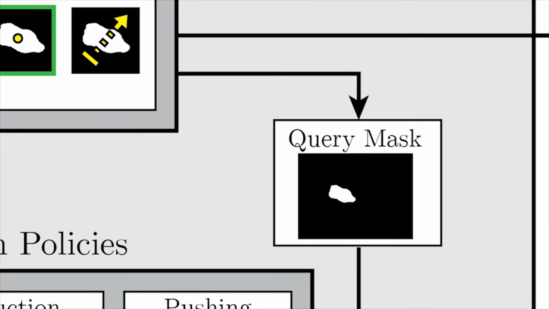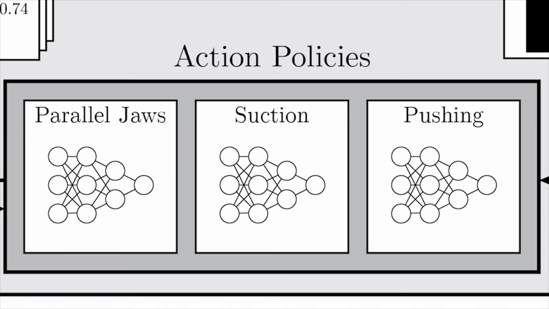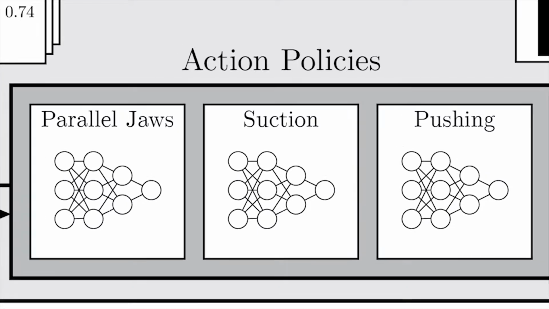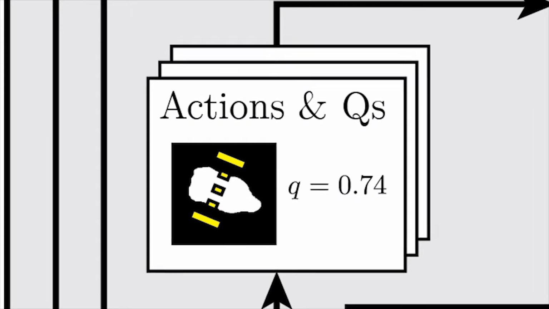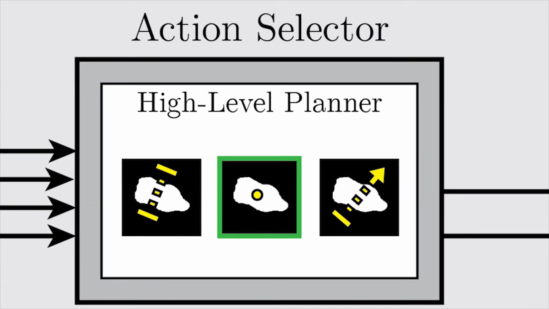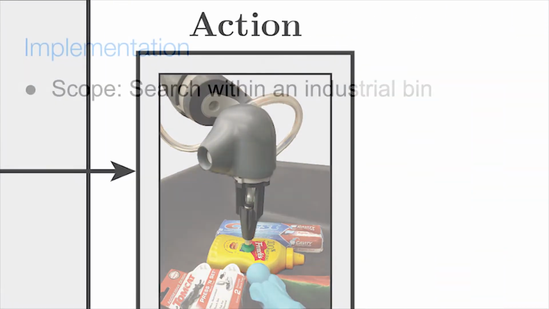A high-level planner selects a single mask as input to a set of action policies. The policies output a set of actions and associated quality metrics, and the high-level planner either selects among these actions or selects a new query object. Once an action is selected, it is executed in the environment.